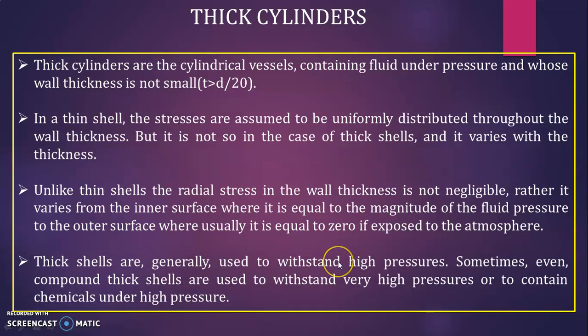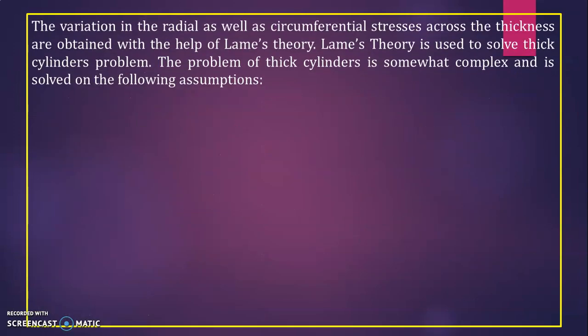Thick shells are generally used to withstand high pressures. Sometimes even compound thick shells are used to withstand very high pressures or to contain chemicals under high pressure. Thick cylinders mainly withstand high pressures, because the thickness is large. And the variation in the radial as well as circumferential stresses across the thickness is obtained with the help of Lame's theory.